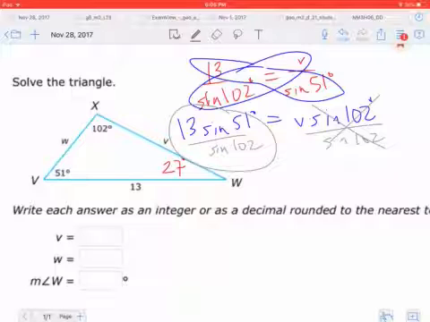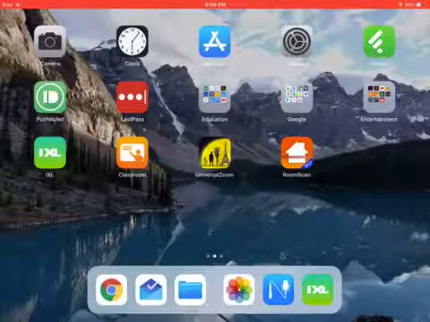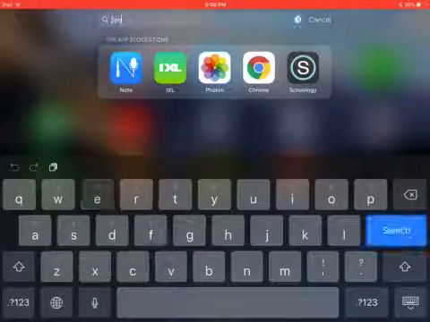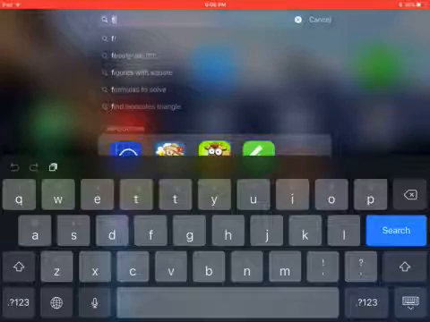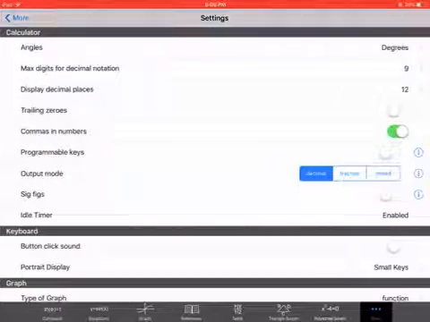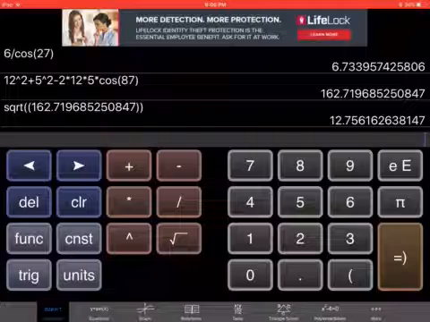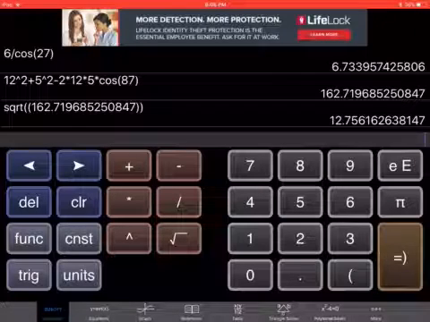which I'll show you how to do. 13 sine 51 over sine of 102. I'll use free graph calc like the one you guys have. You guys all have this app. First, I'm going to hit more down in the bottom right corner. I'm going to hit settings. I'm going to hit angles at the top and make sure it's in degree mode. I'm good. Go back out to calculator.